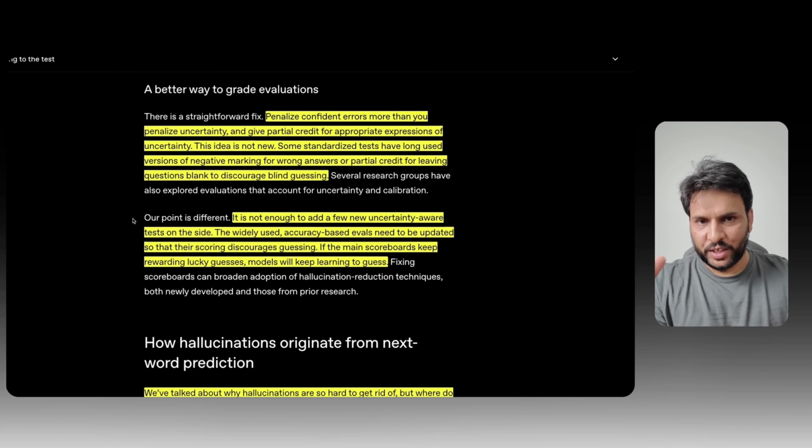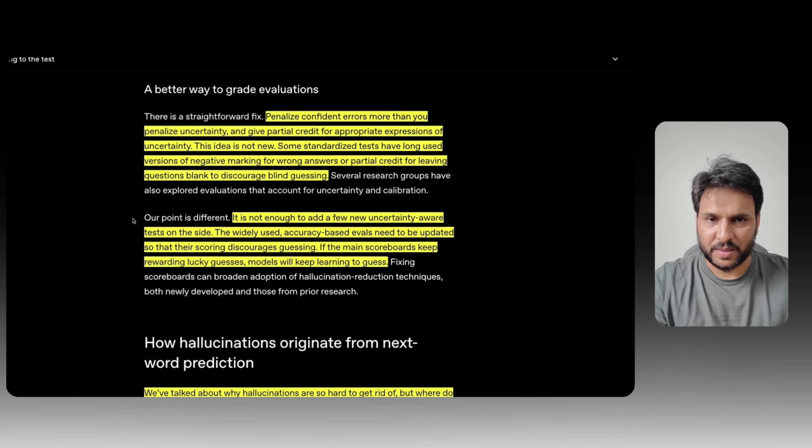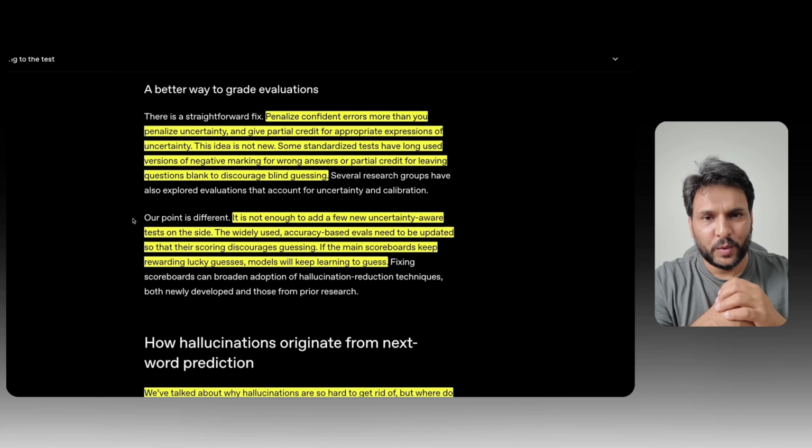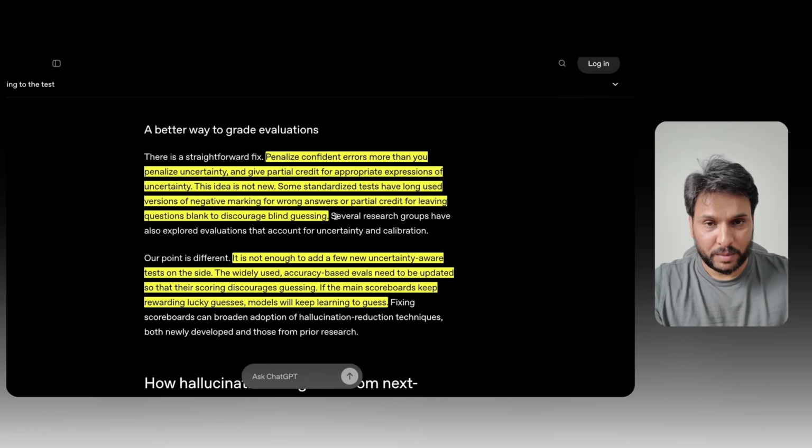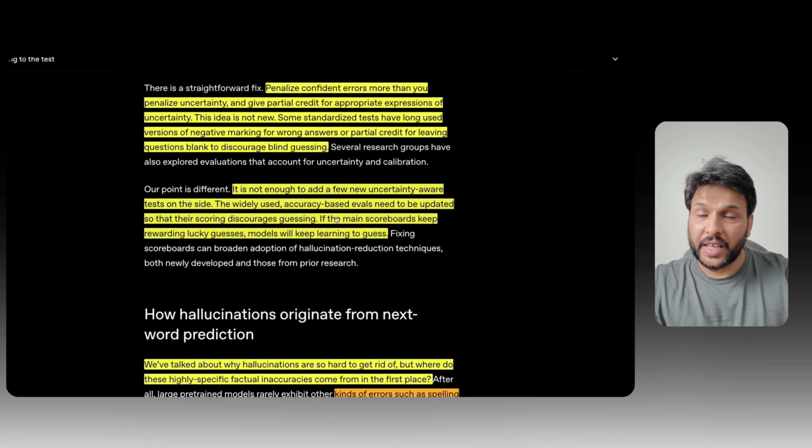So there are two different components if we want to reduce hallucination. First, when it comes to training, we need to change the reward function for training mechanisms. And in the second part, we also need to work on the leaderboards or scoreboards when we are comparing different models. So here they say, penalize confident errors more than you penalize uncertainty, and give partial credit for appropriate expression of uncertainty. This idea is not new. Some standardized tests have long used variations of negative marking for wrong answers or partial credit for leaving questions blank to discourage blind guessing. We will have to come up with a very similar mechanism for LLMs as well. But that's more on the training side.